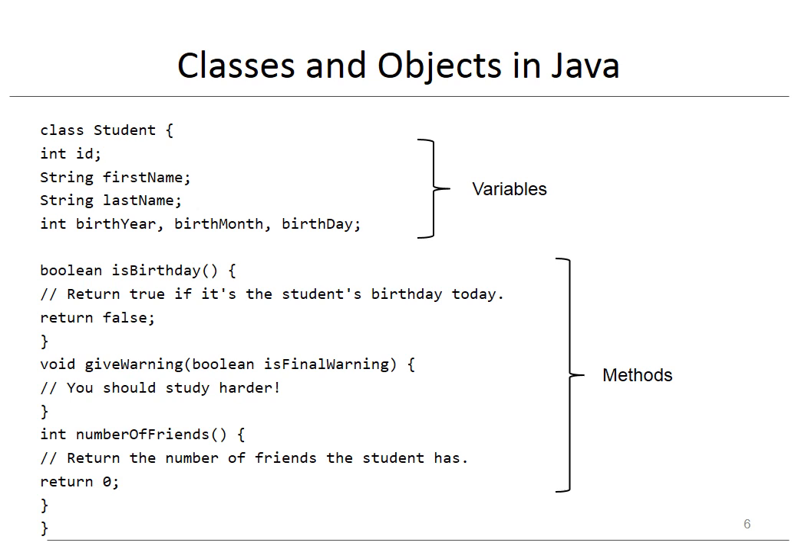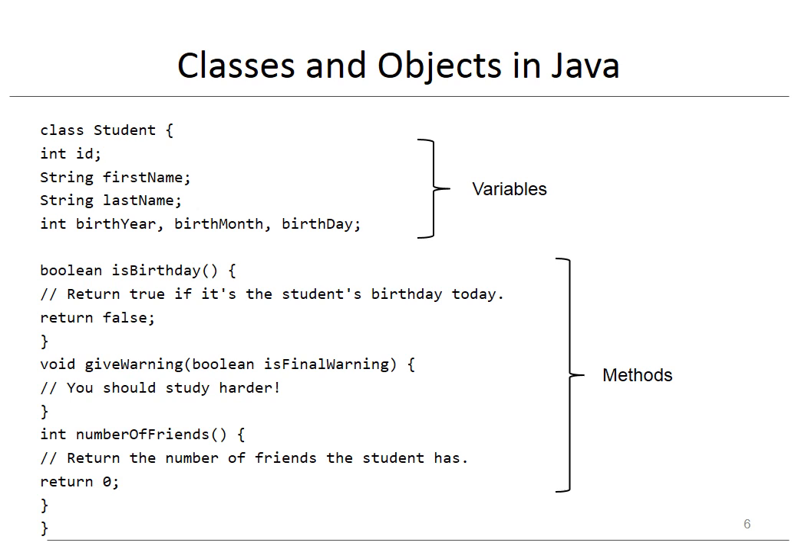What is the input argument for the giveWarning method? Indeed, it's a variable isFinalWarning, which is Boolean, so either true or false, indicating if a warning should be issued. What is the return type of the giveWarning method? Indeed, it's void, which indicates that the method does not return anything.